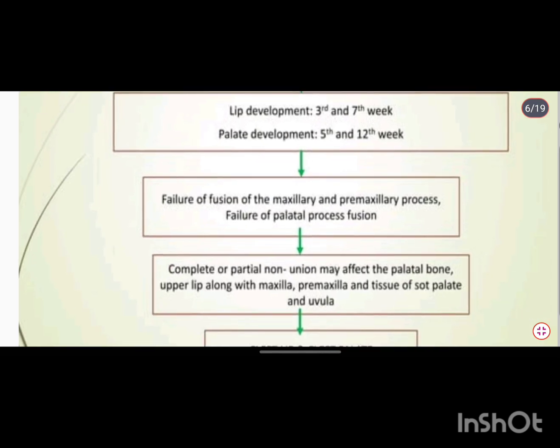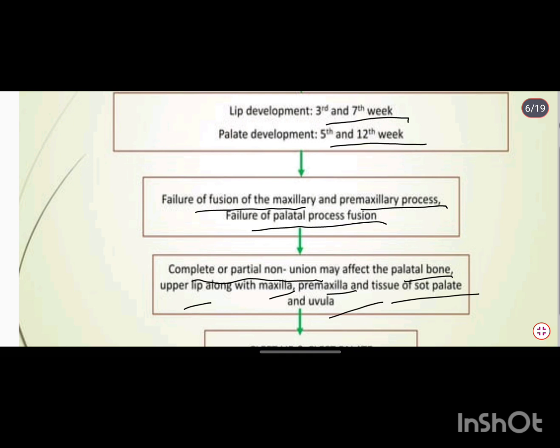So what happens is the lip development occurs during the 3rd and the 7th week, and the palate development occurs during the 5th and the 12th week. So in cleft lip and palate, it is because of the failure of fusion of the maxillary and the premaxillary process, resulting in failure of the palatal process fusion, and it can cause complete or partial non-union, which can affect the palatal bone along with the upper lip, maxilla, premaxilla, and the tissues of the soft palate, and the uvula is also sometimes involved.